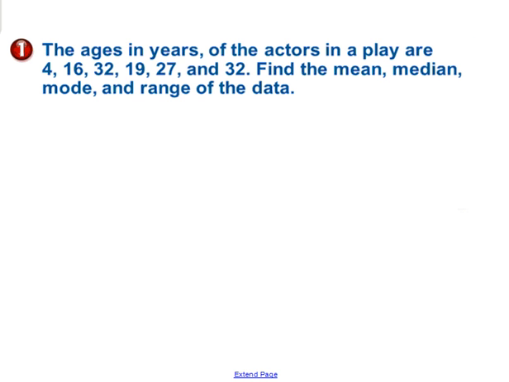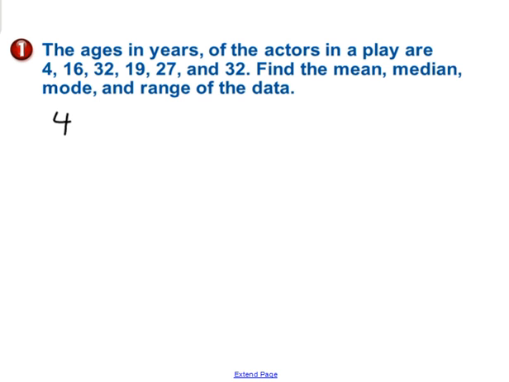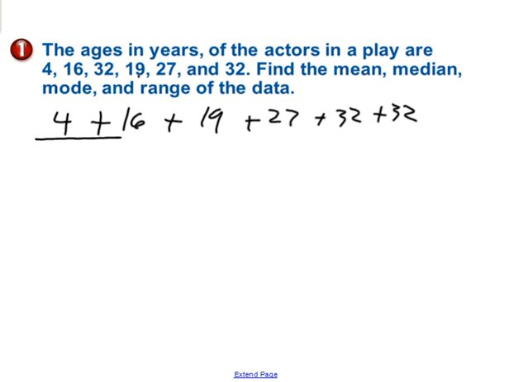The ages in years of the actors in a play are 4, 16, 32, 19, 27, and 32. Find the mean, median, mode, and the range of the data. The first thing I'm going to do is refer back to my definitions, and I'm going to look for the mean. The mean is the sum of the data divided by the number of items in the data set. So it's the sum of the data. That means it's going to be 4 plus, and I'm going to put these in order, 16 plus 19, see how I put next largest, plus 27 plus 32 plus 32, all of that divided by the number of terms. The number of terms is 1, 2, 3, 4, 5, 6, so there are 6 terms.